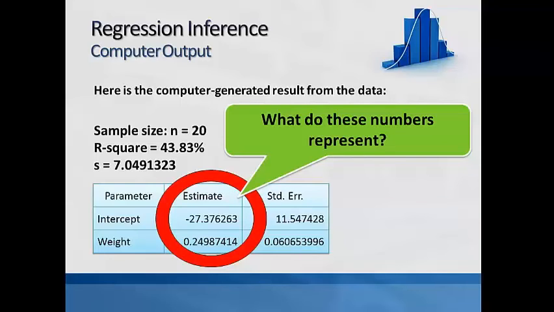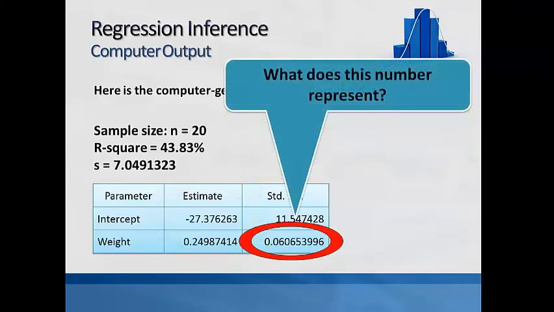Now what do these numbers below represent? For our intercept and our weight, notice these are the values of A and B. This is the value of the y-intercept of the least squares regression line, and we have the slope of the least squares regression line, which is based on our variable weight. So once again, we can build our y-hat value, our least squares regression line, by taking negative 27.376 plus 0.250x. So once again, these numbers represent the actual coefficients of our least squares regression line.